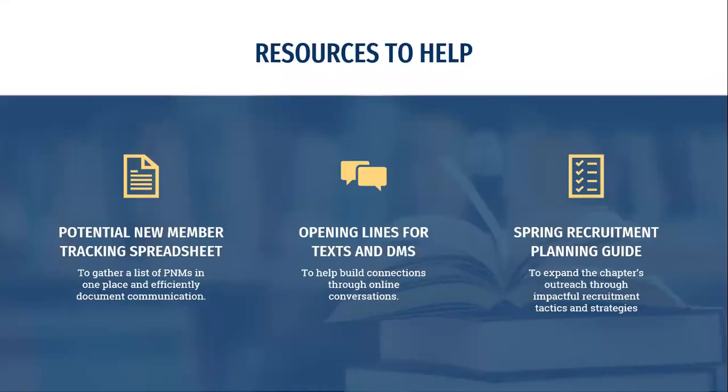Some of the resources to help you follow up and follow through are a potential new member tracking sheet that is available on the APO website, and it allows you to gather a list of potential new members in one place and to efficiently document your communications. So it's a spreadsheet that has a few tabs, and the first one actually gives you a summary of all of the tabs to follow.